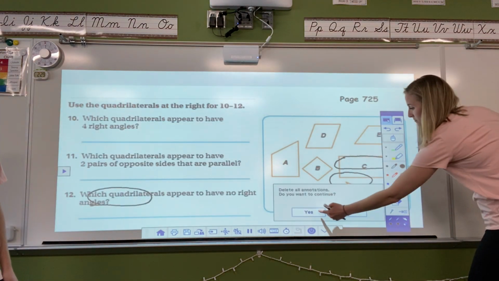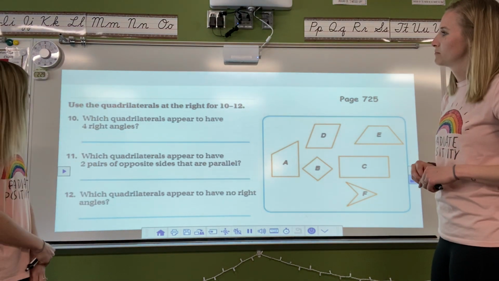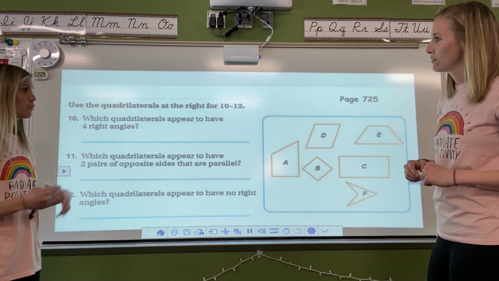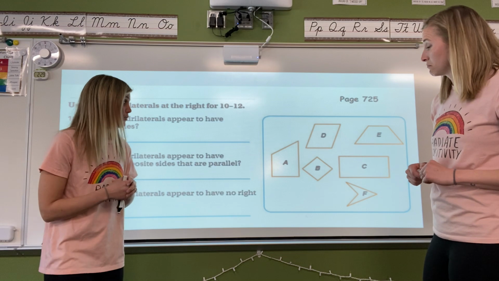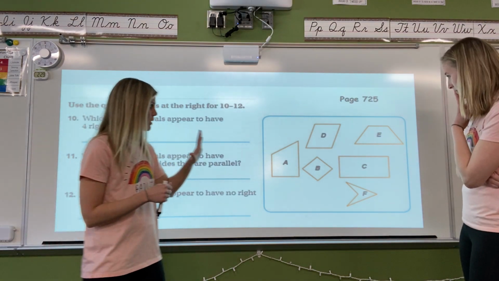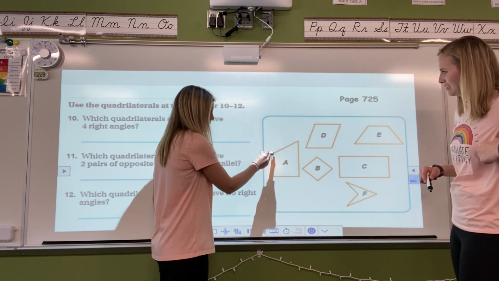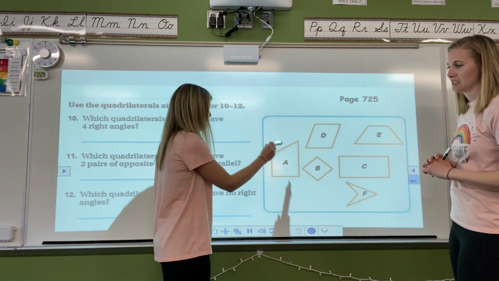All right, we're on page 725 now in your books. So question 10 says, which quadrilaterals appear to have 4 right angles? So all 4 angles need to be right angles. So let's start with each one. Let's look at A. I see a right angle, right angle. That looks obtuse. So it cannot be A.